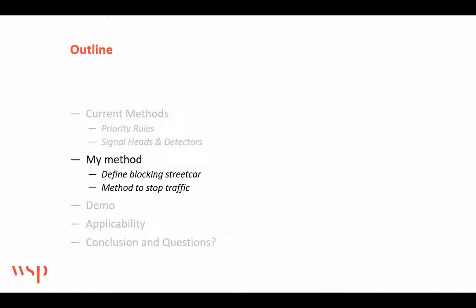So the first component is to define under exactly what conditions streetcars actually block traffic in the curb lane, or what is a blocking streetcar. The second component that we have to define is, given the blocking streetcar, how do we get traffic to stop appropriately and at the correct time?